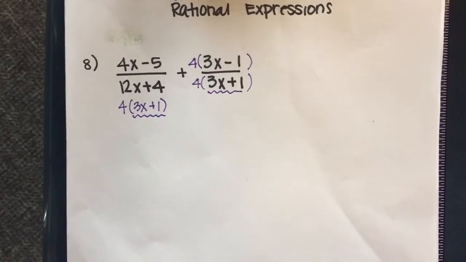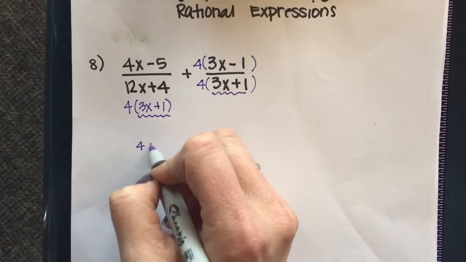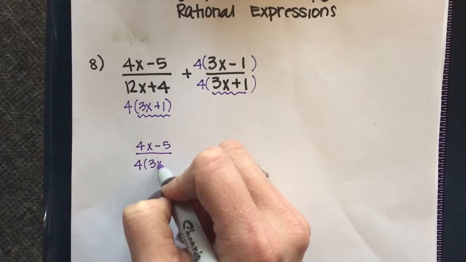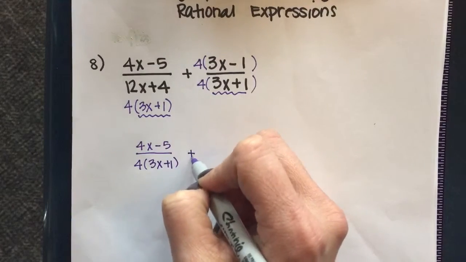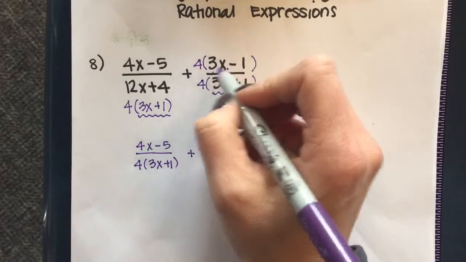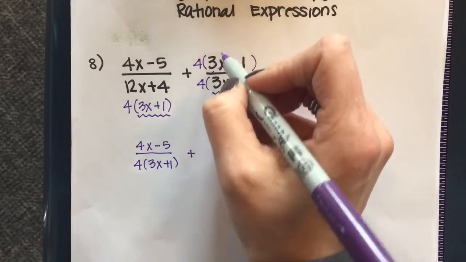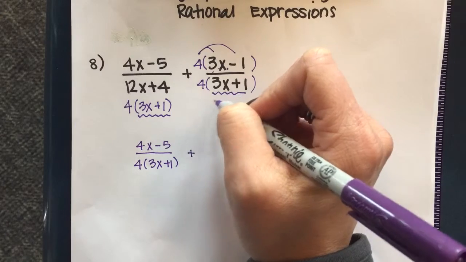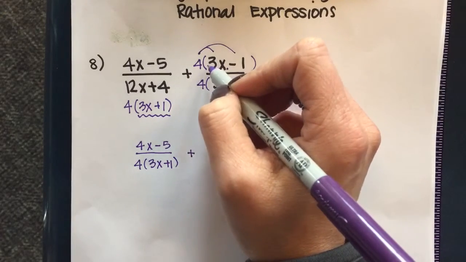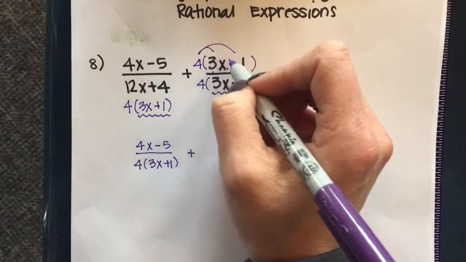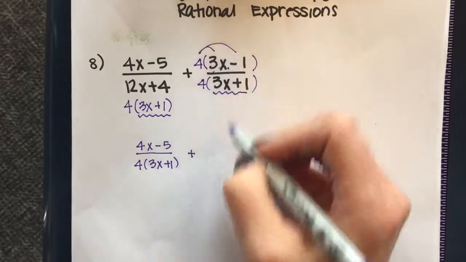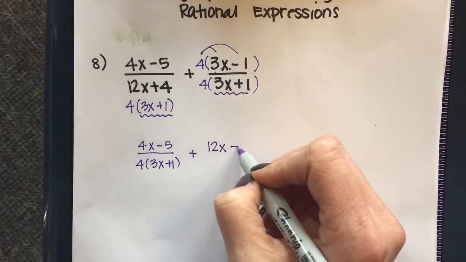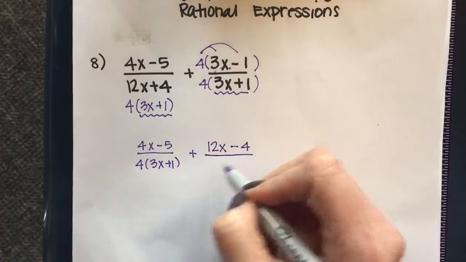I'm going to rewrite them. So this one becomes 4x minus 5 over 4 times 3x plus 1, plus, I'm going to distribute on the top because when I add I want to be able to combine like terms. So I'll distribute the 4 through, even though I'm not doing it on the bottom. On the bottom I factored it out, but again I want to be able to combine like terms, so I'm going to actually distribute it in on the top. 4 times 3x is 12x, and then 4 times negative 1 is minus 4.